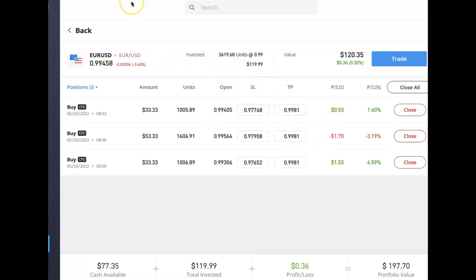If it does roll over again, I'm going to have to manage the position and then look to get out of it for break even on the total position. But we had 3.6% profit yesterday.